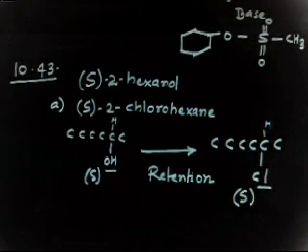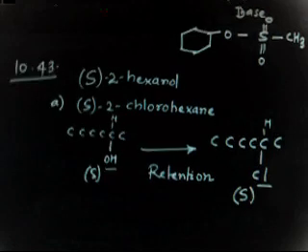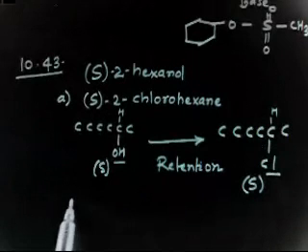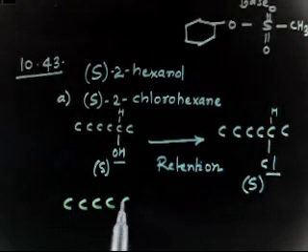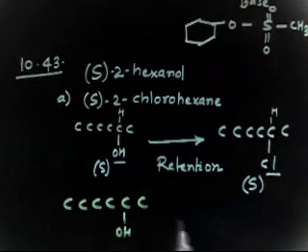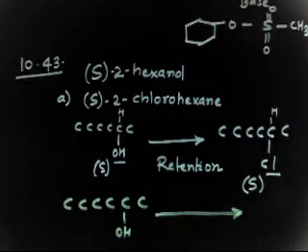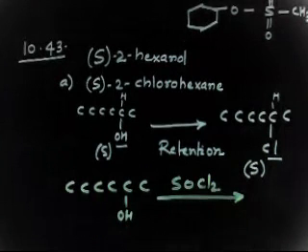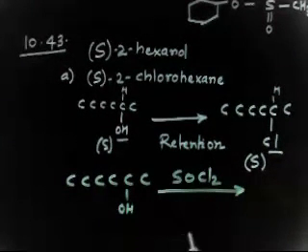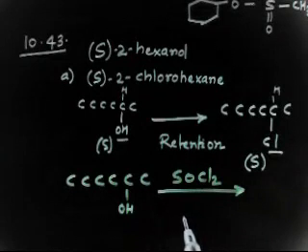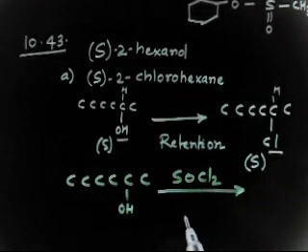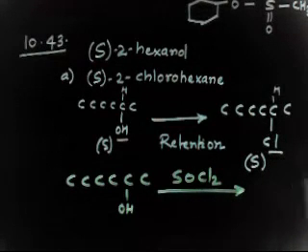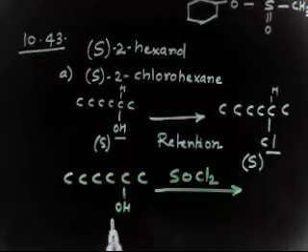Now there is a reagent that goes with retention of configuration, so let us remember this reagent. If I have C3, C4, C5, OH, and I want Cl here, and I react with SOCl2 in the presence of the base pyridine, I will have inversion of configuration. But if I use SOCl2 without any base, in that case I will have retention of configuration.